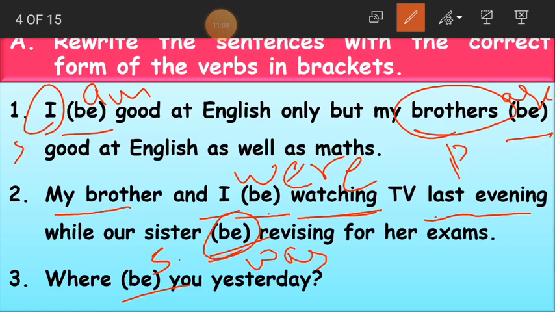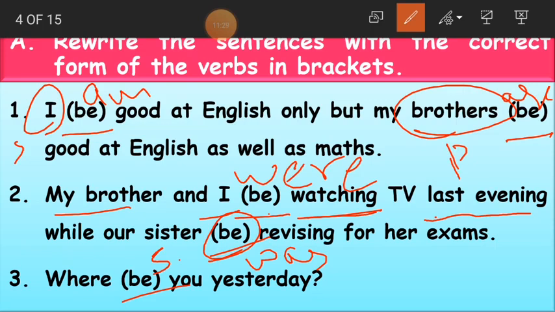Yes, because this was in a past tense. This be verb is going to change as were, as we have plurals here, and this verb is going to change as was, as we are having singular form here. Clear? Okay. And now here the third one again.